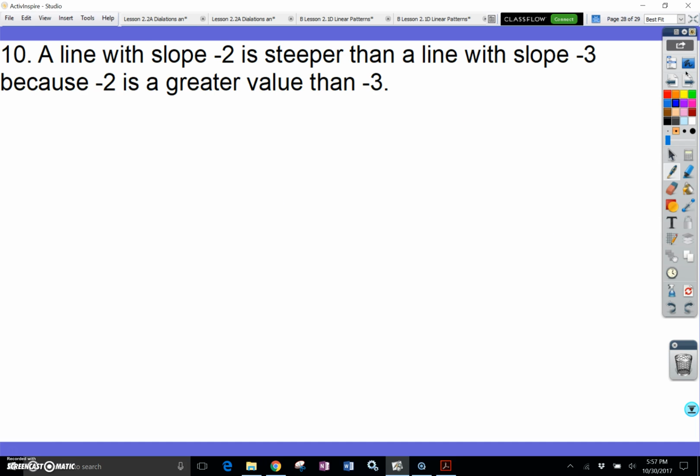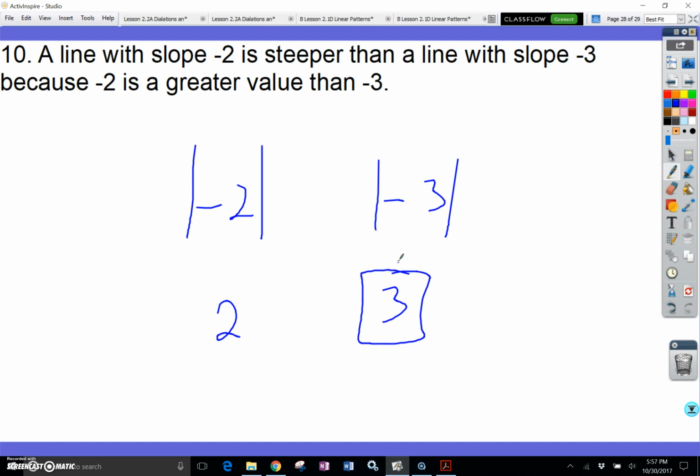Okay, a line with a slope of negative 2 is steeper than a line of negative 3. So it's saying, is the line going down 2 to the right 1, down 2 to the right 1, steeper than a line going down 3 over 1, down 3 over 1. Now remember, we never focus on the negatives because that only tells us direction. We look at the absolute value of the greater number. So the absolute value of negative 2 is 2. The absolute value of negative 3 is 3. Since 3 is the greater number, this is the steeper one. So this would actually be false.